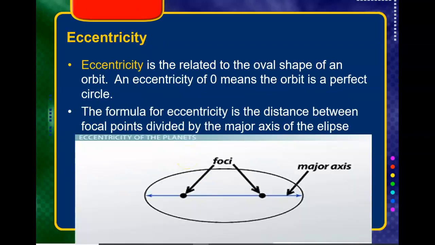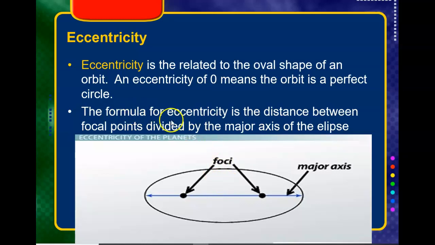So the first law talks about the planets orbiting a star in an ellipse. And when we look at how oval-shaped an orbit is, we look at something called the eccentricity, which looks at how oval-shaped the orbit is. An eccentricity of 0 means the orbit is a perfect circle, and what happens there is the foci, the focal points, are at one spot in the middle.